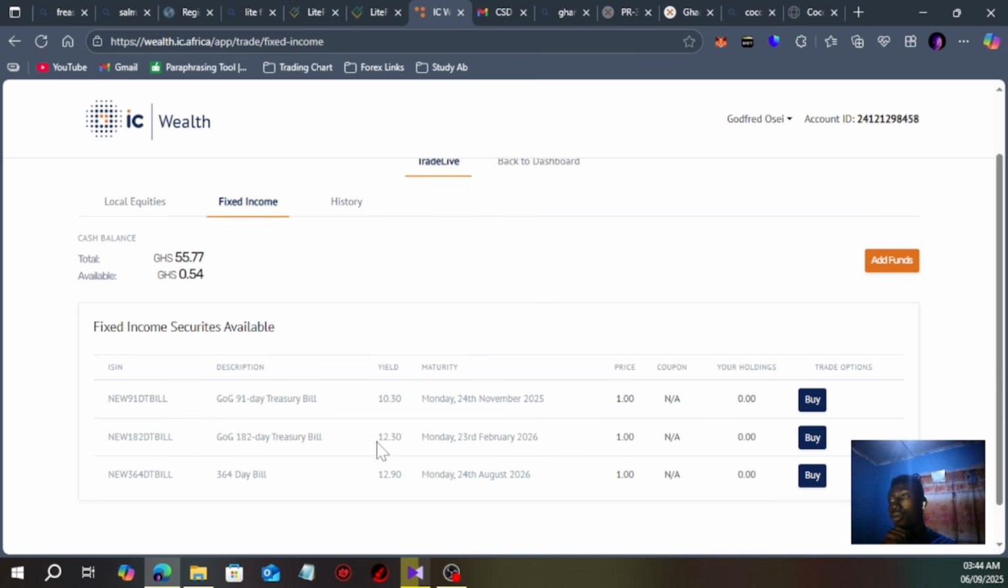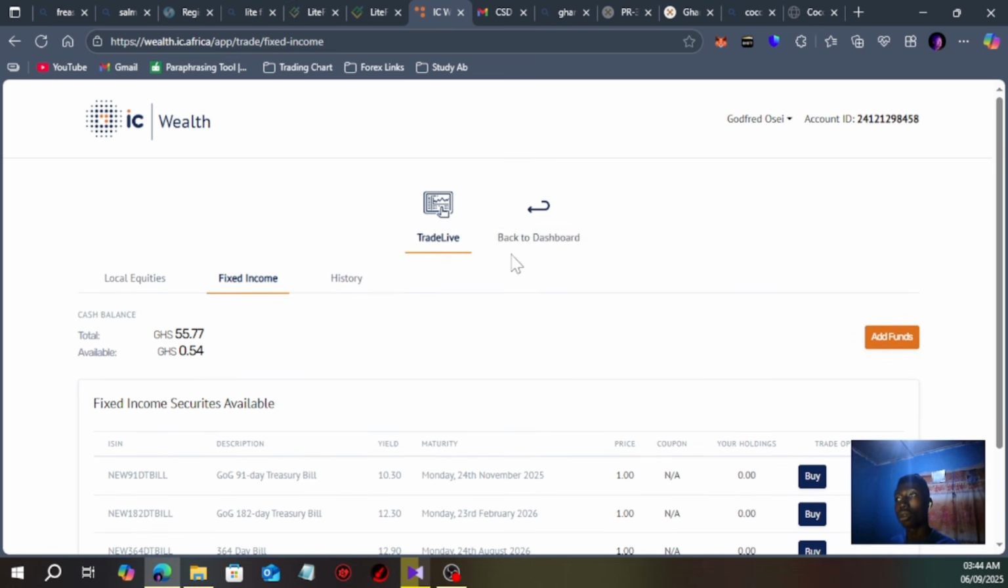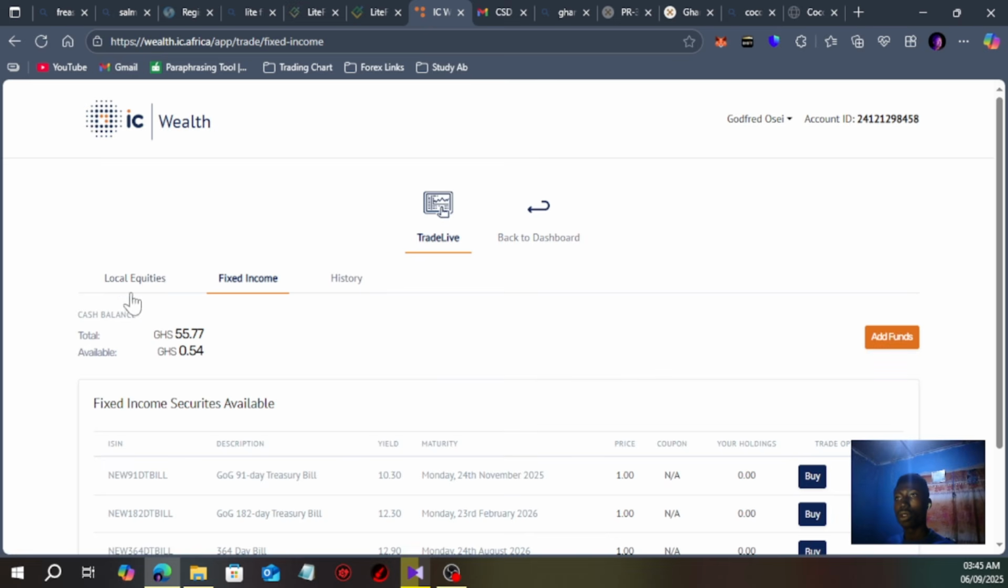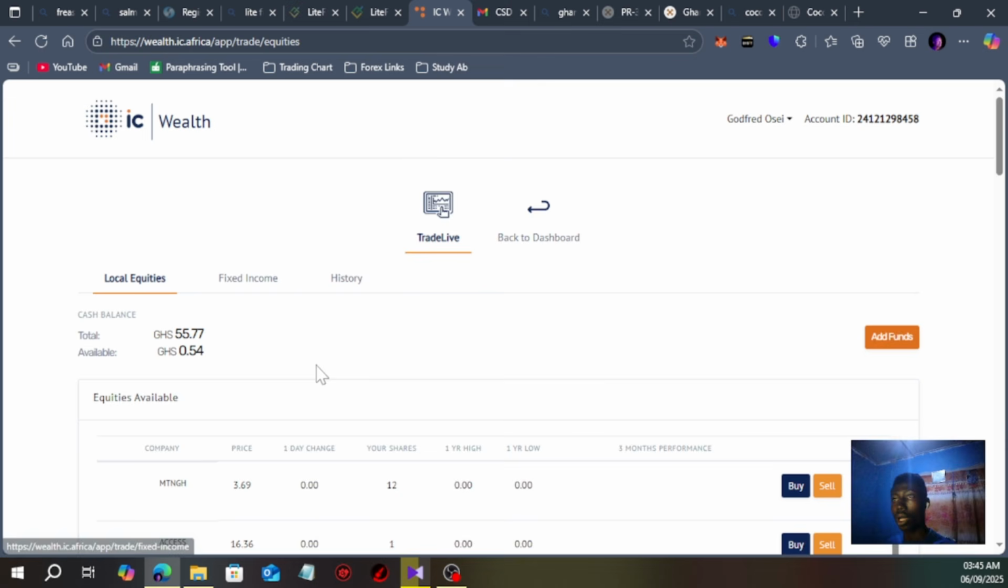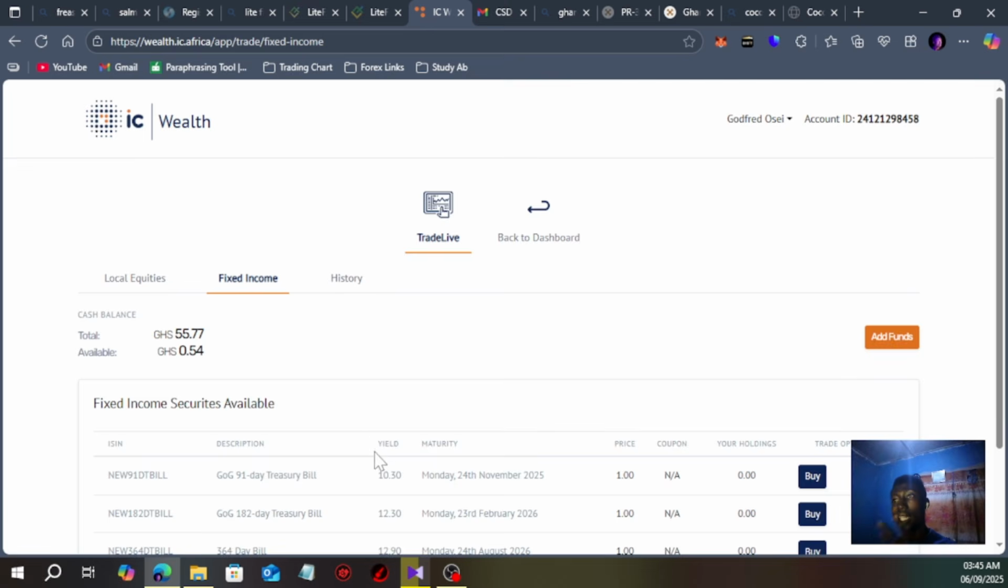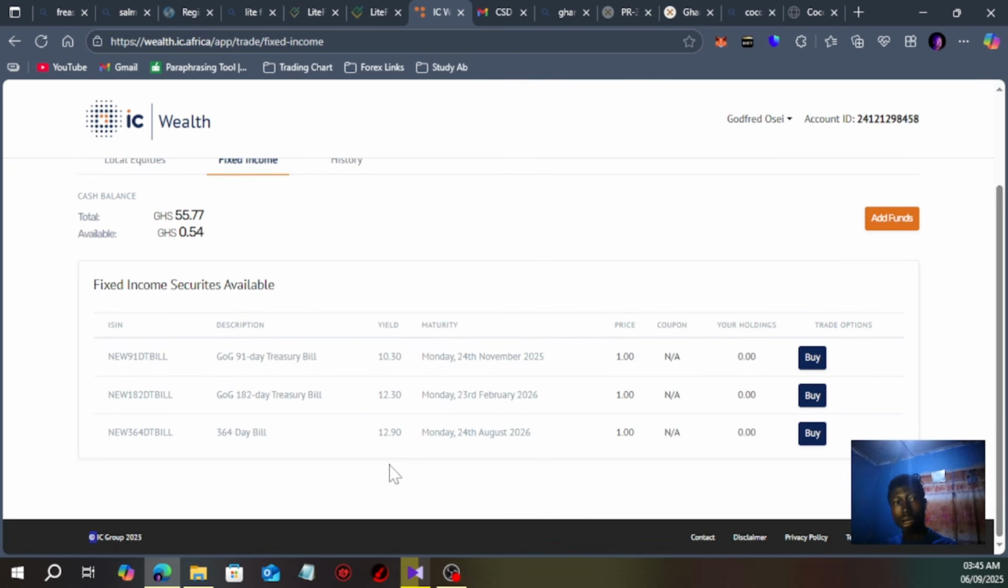You can buy treasury bills with your IC liquidity account. All you have to do is come to your Trade Life account and then add funds. Click on add fund. After adding your fund, it will pop up here for you to see. This is local equities, and you have fixed income. Check the differences: local equity and fixed income.